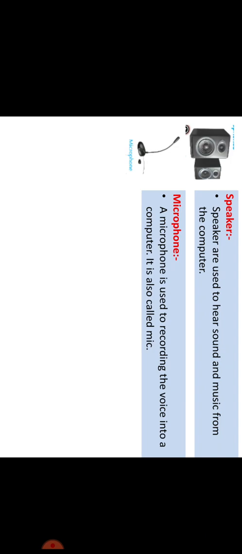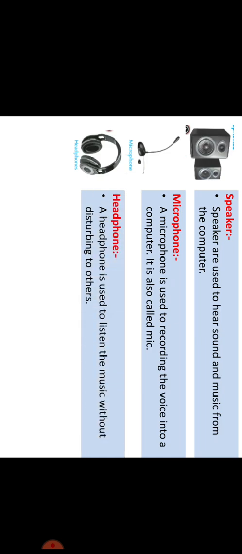This picture is called a microphone. What is the microphone doing? See, a microphone is used for recording our voice. Recording means our voice is stored in a computer. Microphone is used to record our voice into the computer. And this microphone is called a mic.